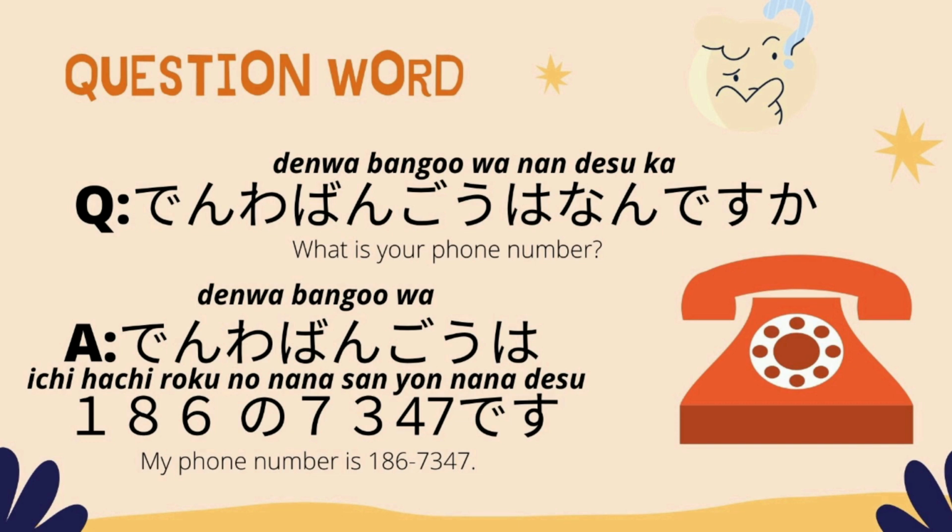Another example for the question word nan. Denwa bango wa nan desu ka? Denwa bango is a telephone number or phone number. And we're asking about the phone number. What is your phone number? So we'll answer it as Denwa bango wa ichi hachi roku no nana san yon nana desu.